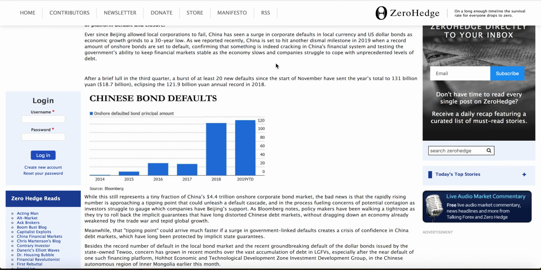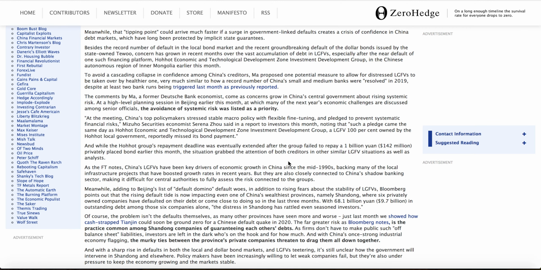You can see the Chinese bond defaults have been skyrocketing from 2017 to 2018. In 2017, you only had 20 billion won, and it skyrocketed to around 120 billion won in 2018, which is around 18.7 billion US dollars, and 2019 is similar. So this is a whole bunch of defaults coming up, right? Basically a wave of defaults, and there's also some bank runs in some of the cities.